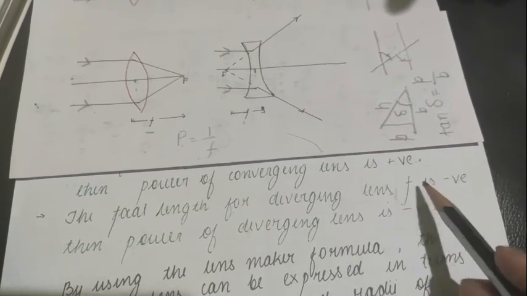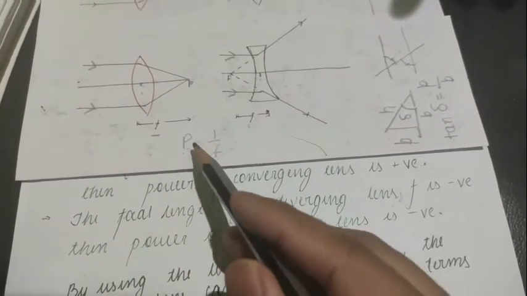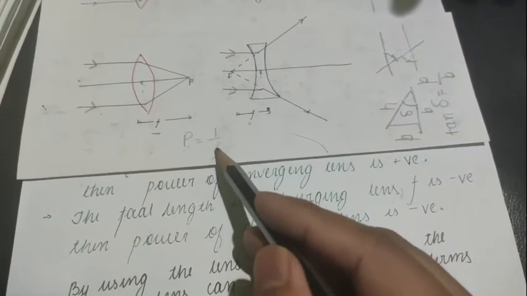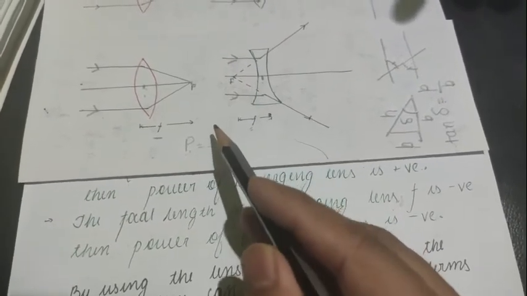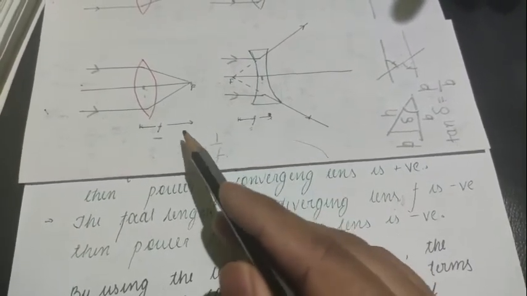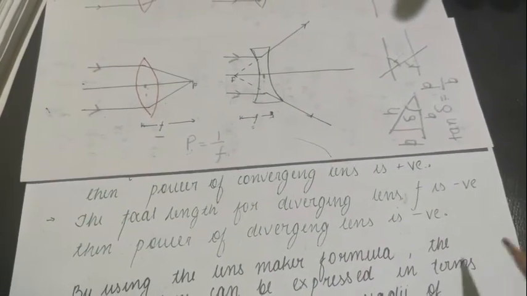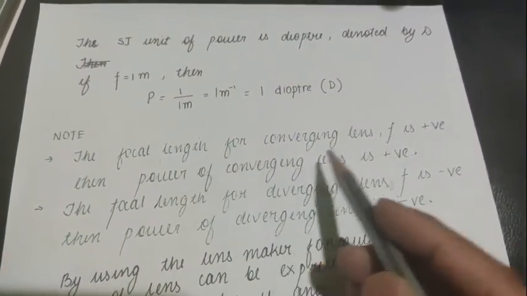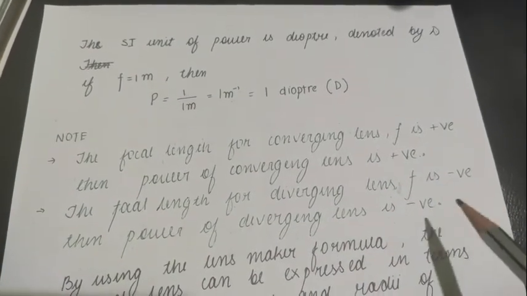Clear? If F is negative, then for the power of the diverging lens, we know P equals 1 by F. If F is negative, this whole term is also negative. If this whole term is negative, what happens to the power of the lens? This also becomes negative. Is it clear? So the power of a converging lens is always positive. The power of a diverging lens is always negative. Any confusion with this one?